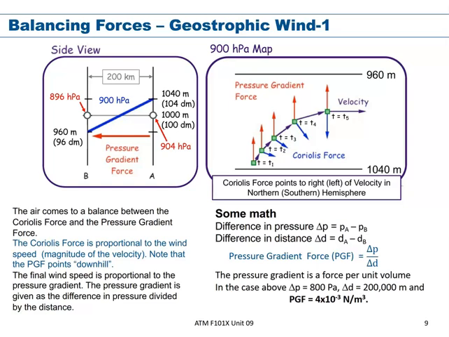The math shows typical numbers for a change of pressure of 8 hectopascals, or 8 millibars, or 800 pascal, over a distance of 200 kilometers, or 200,000 meters. The pressure gradient is 0.004 pascal per meter, or 4 by 10 to the minus 3 pascal per meter. Pressure is force per unit area, so 1 pascal is 1 newton per meter squared. A pressure gradient has units of force per unit volume, or newtons per meter cubed.